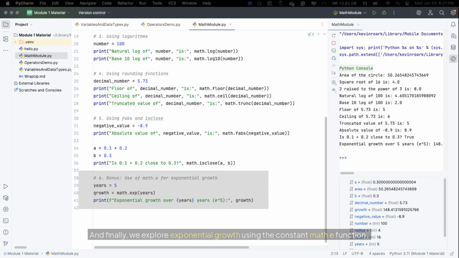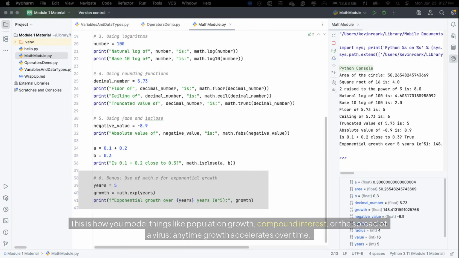And finally, we explore exponential growth using the constant math.e and the math.exp function. We use the math.exp function to calculate e to the power of 5. This is how you model things like population growth, compound interest, or the spread of a virus. Anytime growth accelerates over time.